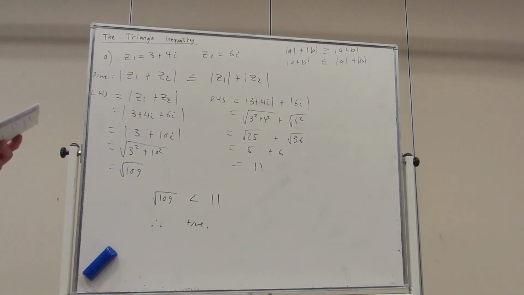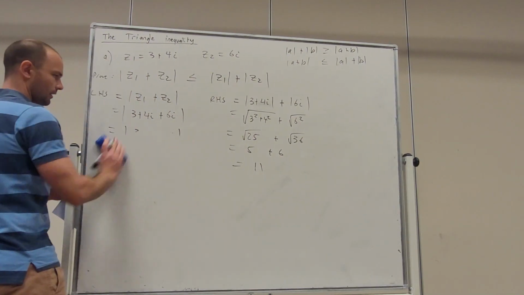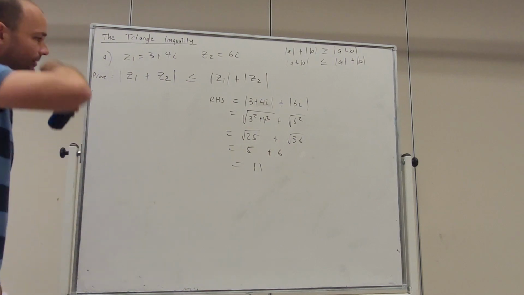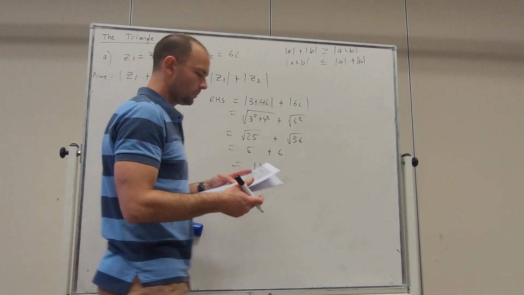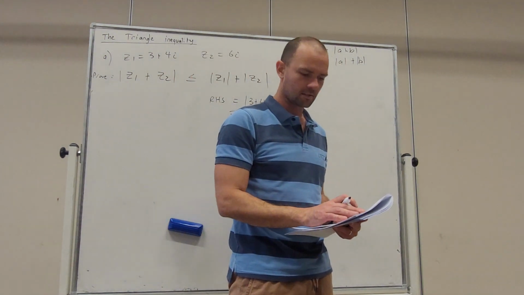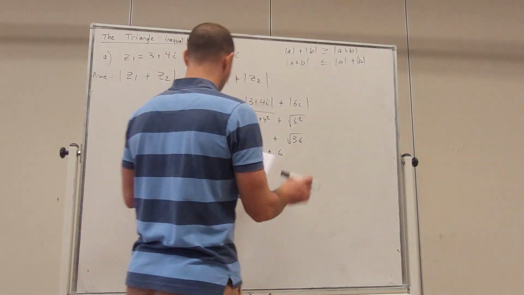All right, so that's A. I can let you guys do B, but all you're doing is plugging it in to verify that it's either less than or equal to. Now, you'll be able to see the circumstance in which it's equal because Z1 and Z2 will be parallel. They'll be scalar multiples of one another.